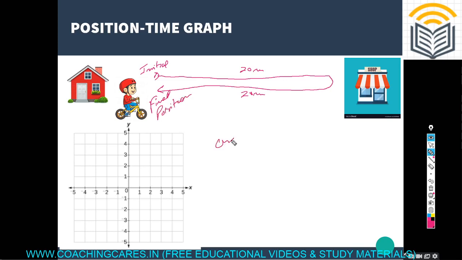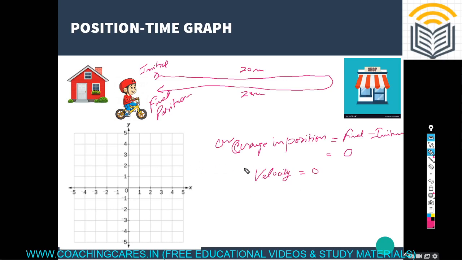So change in position is equal to final minus initial position, which will be equal to 0. And this change in position per unit time is called velocity. So velocity will be equal to 0.